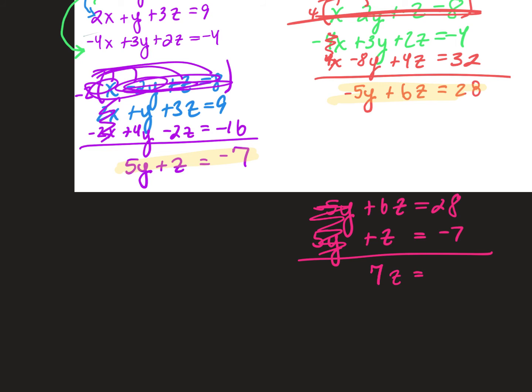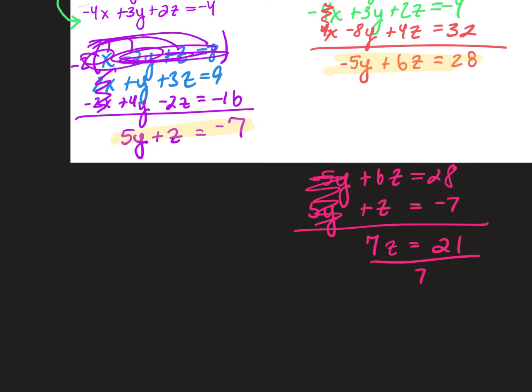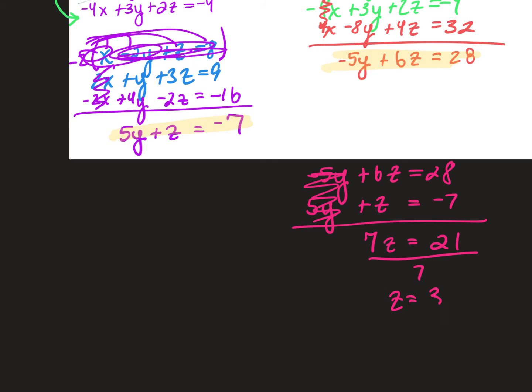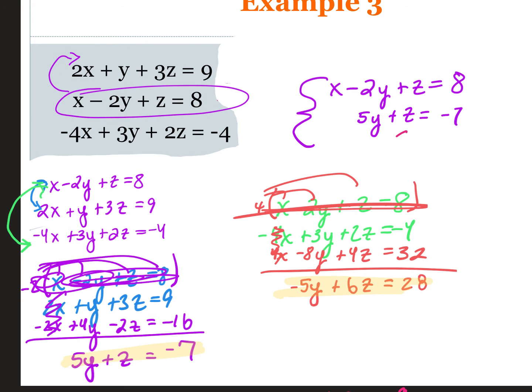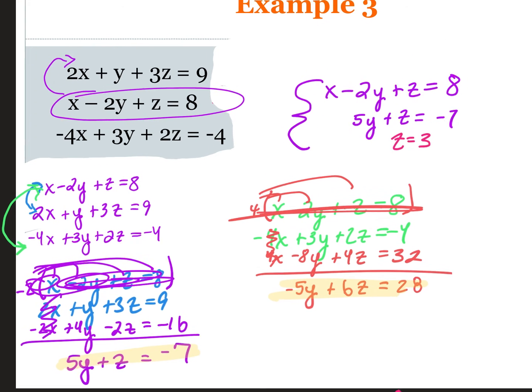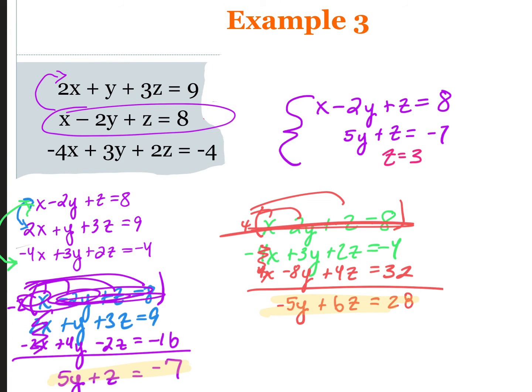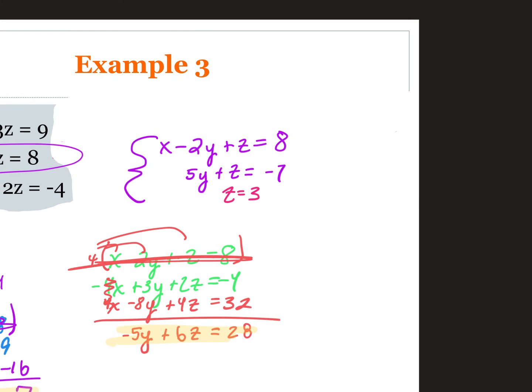7z equals, what's 28 minus 7? 21. Divide both sides by 7, and z equals? Perfect. So z equals 3. Have I solved? Do I know what my ordered triple is? No. But I have enough information to be able to find that out. I know that z is 3, so I have to find my x value and my y value.